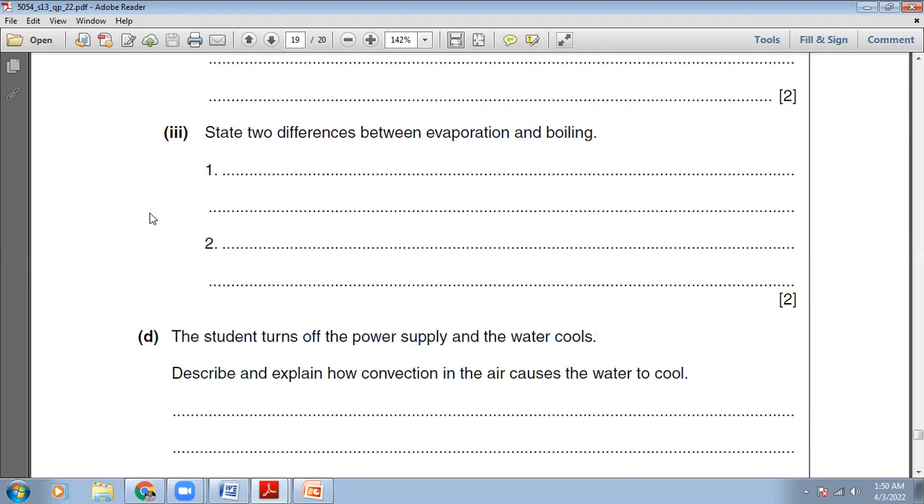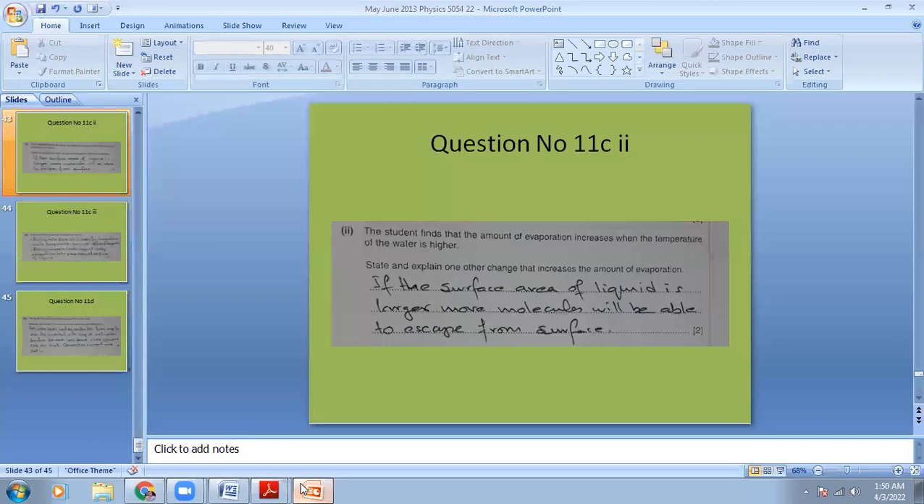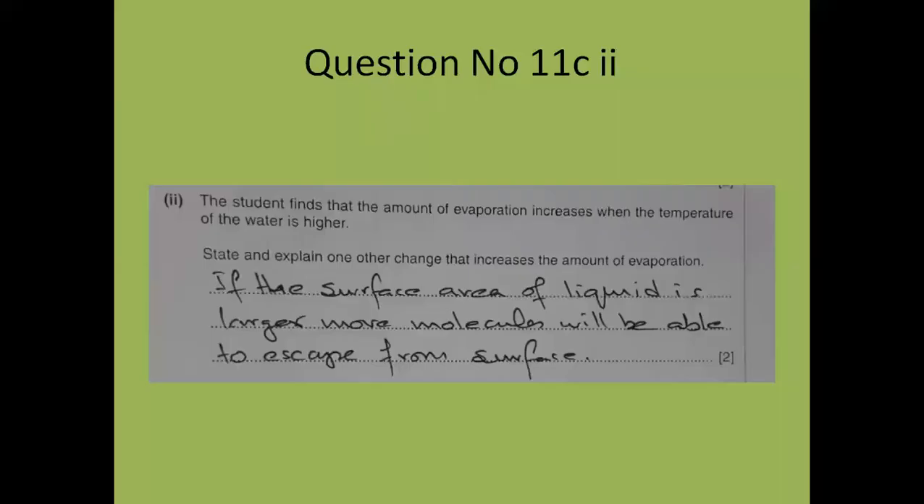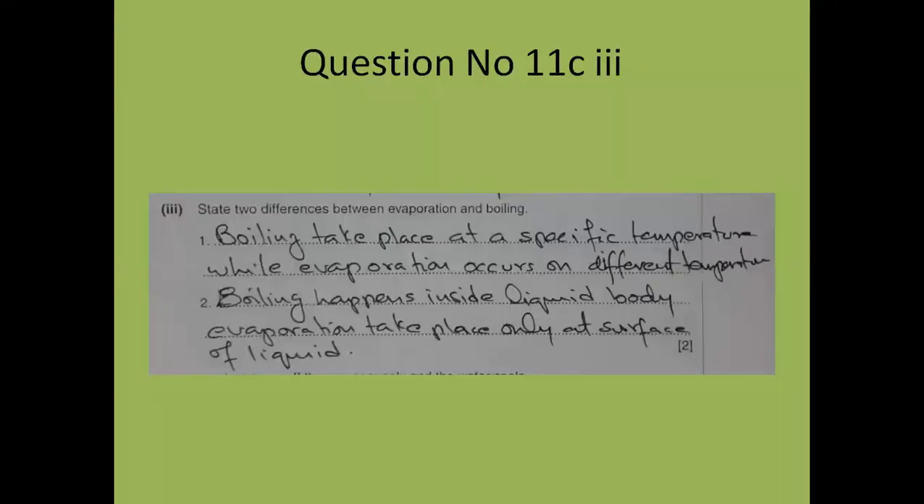Another very important thing is that bubbles are formed in boiling. During boiling, the bubbles are formed in the liquid, but in evaporation, no bubbles are formed in the liquid. So these are some differences, and you only have to write two. Boiling takes place at a specific temperature, while evaporation occurs at different temperatures. Boiling happens inside the liquid body. Evaporation takes place only at the surface of the liquid.